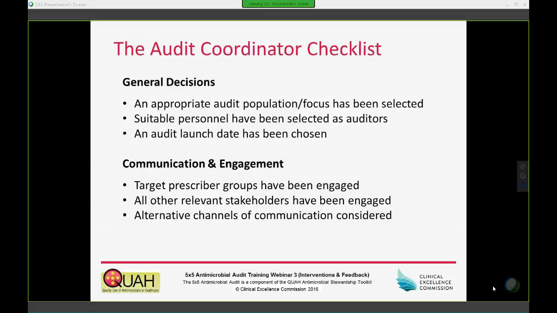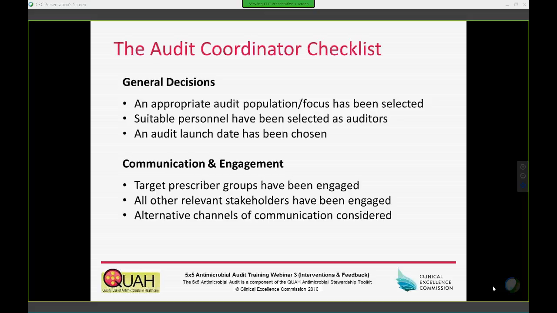Okay, so now I'm just going to briefly run through what's mostly listed on the Audit Coordinator checklist, which can actually be found in Appendix D of the Audit User Guide. So this is a good frame of reference for people to have a look at as a summary of the steps that should be taken in preparing to launch the 5x5 Antimicrobial Audit.